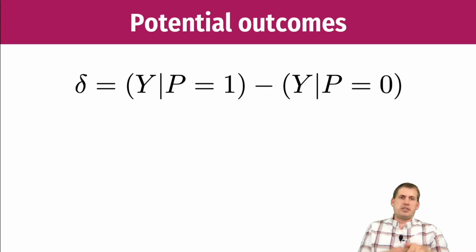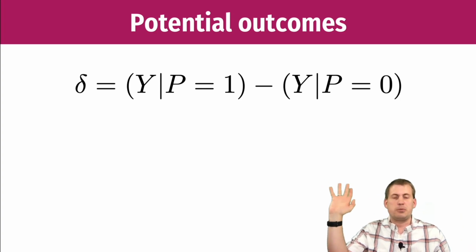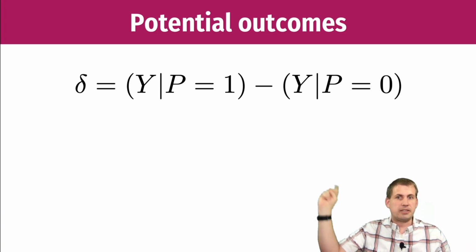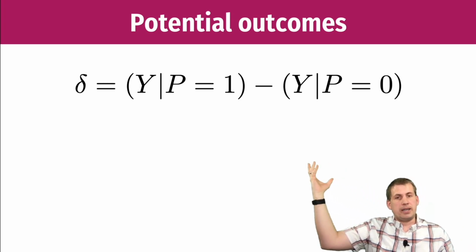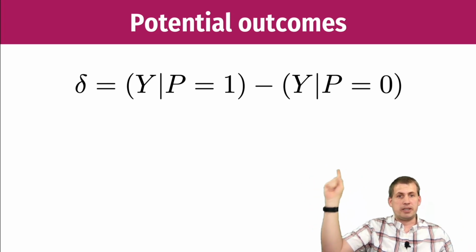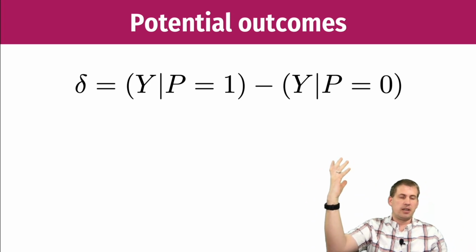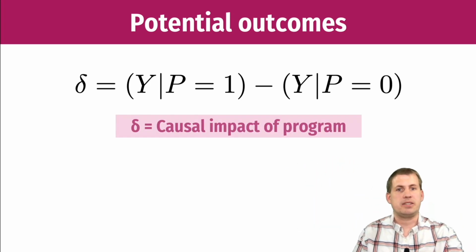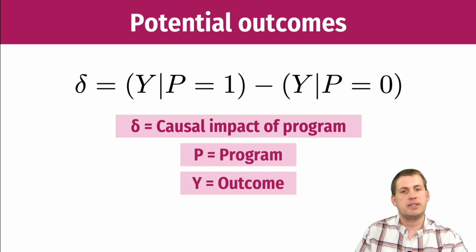To do this, we need to go back to the potential outcomes framework. We've been talking about this throughout the semester, where if you want to find the causal effect of a program, that little delta over there, you want to find the value of y, which is our outcome, when the program is yes, minus the value of y when the program is no. And that's how we find if something has an effect. There's our causal effect of the program. P is the program, y is the outcome.